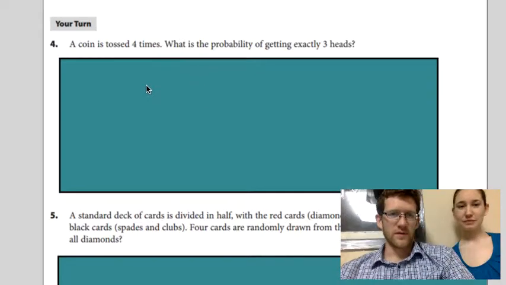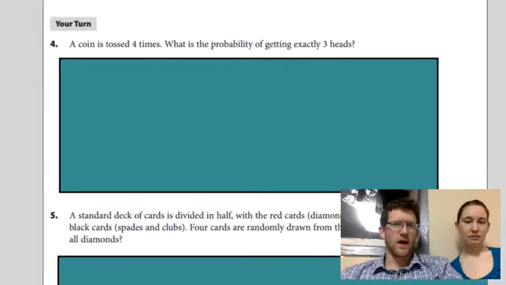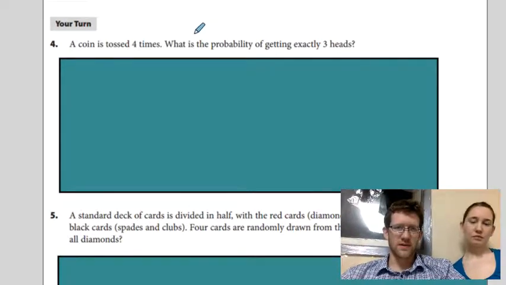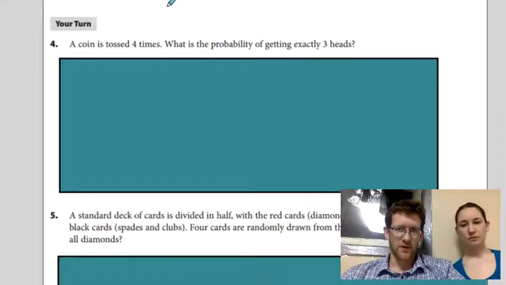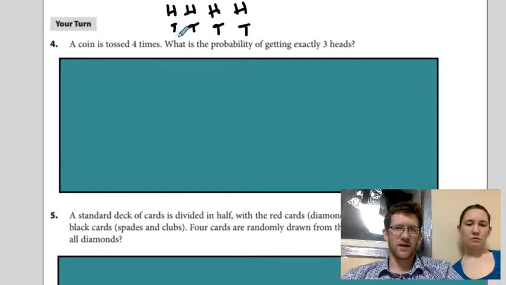All right, we'll just walk through it. A coin is tossed 4 times. What is the probability of getting exactly heads? These coin toss ones are a little weird because we can replace the coin, basically. We have a heads and a tails, a heads and a tails, a heads or a tails, heads or a tails.